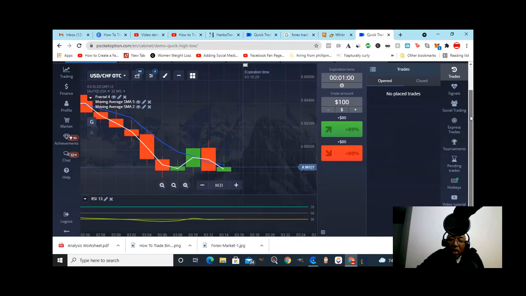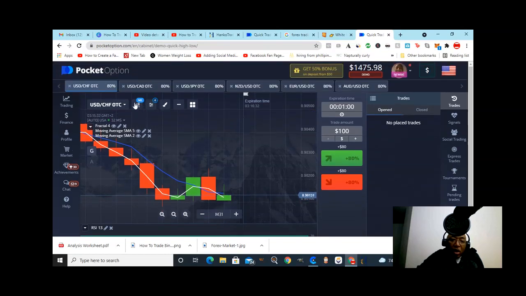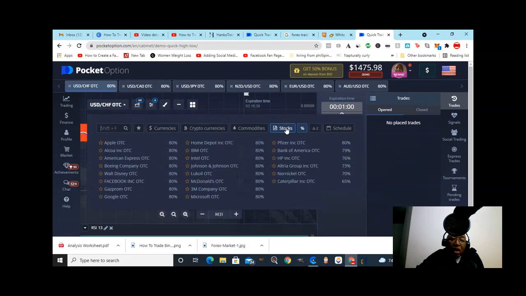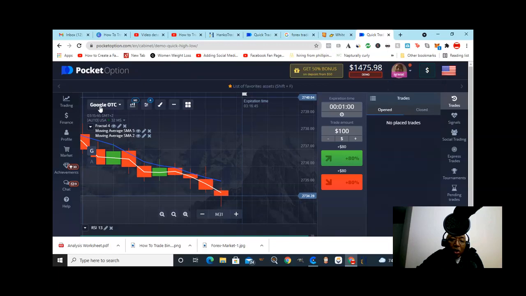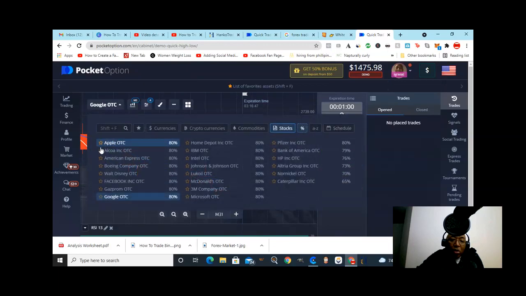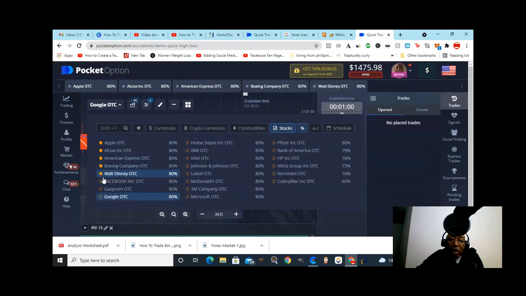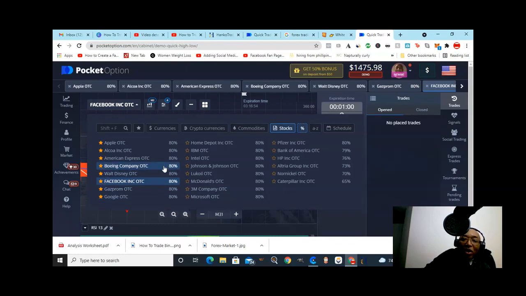All right, let's try OTC stocks and see what happens. Let's grab a few of these, and I'm just going to select a few of these stocks. Let's pick Apple, Alcoa, American Express, Boeing, Walt Disney, Facebook, Google, Home Depot, IBM. Okay, all right, guys. So we have enough stocks here to trade.